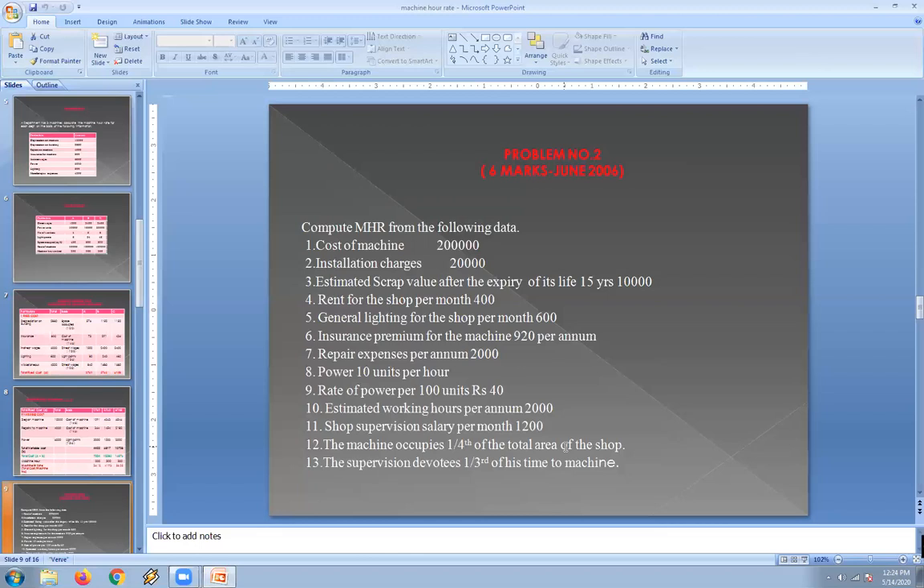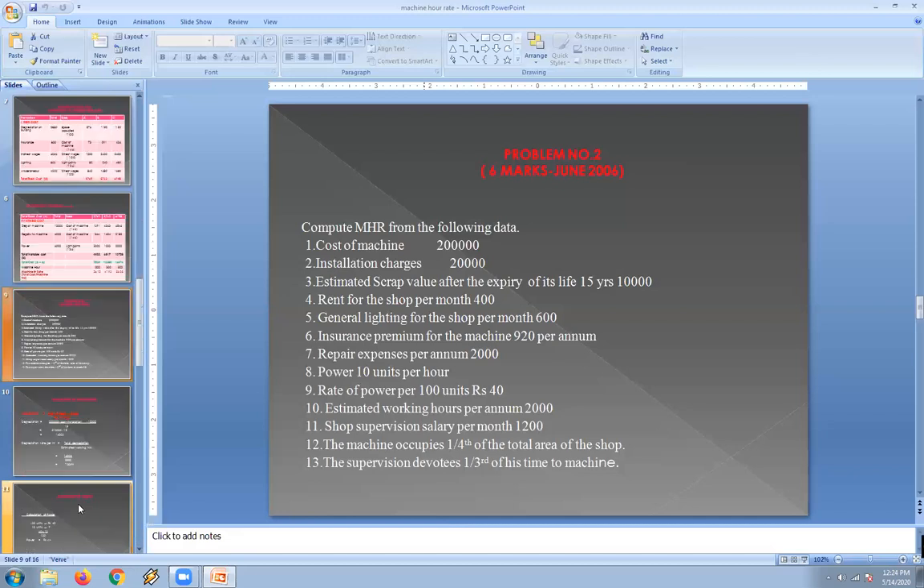For insurance no need to calculate because the entire value is given for 1 year. Repair expenses also 12,000 they have given, that is for 1 year. Power should be calculated. And also regarding the supervisor's salary, he is sharing his time, only 1/3 for the machine supervision. And also the machine is occupying 1/4, that has to be considered for the calculation of rent. Let us calculate one by one.